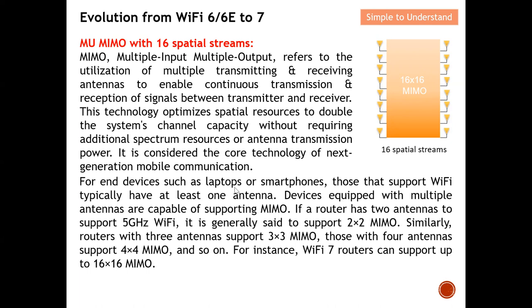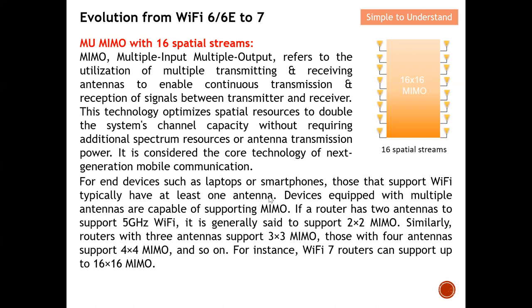For end devices such as laptops or smartphones, those that support Wi-Fi typically have at least one antenna. In an older era, for a smartphone you would typically have at least two antennas. But if we move to the very older generation of laptops and the not-so-smart phones at that time, you needed to have at least one antenna. The antenna is what allows you to transmit or receive. Without an antenna, you can't transmit or receive. Devices equipped with multiple antennas are capable of supporting MIMO.